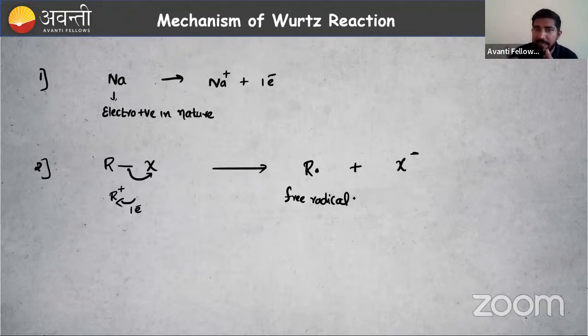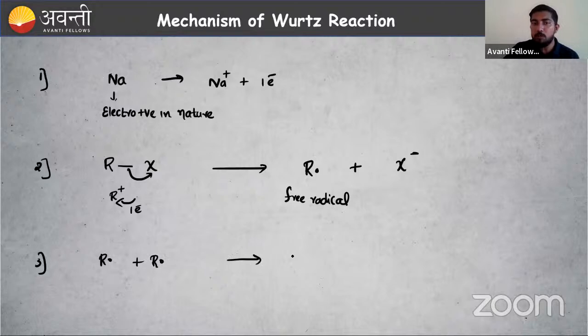So R free radical and R free radical, they will combine together. So I can call it dimerization. So third step, what is happening here? Third step, R free radical with another R free radical, they combine together to form RR. What is RR? That is a single bond formed. So this is our alkane. So alkane is formed in this reaction.